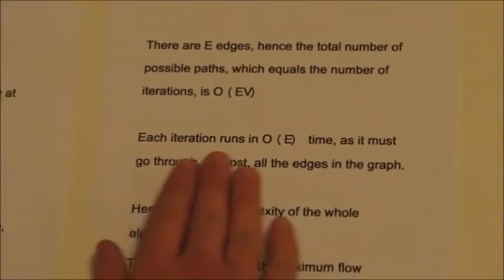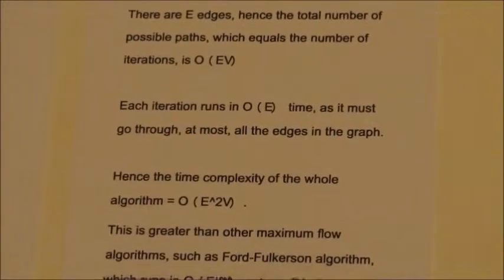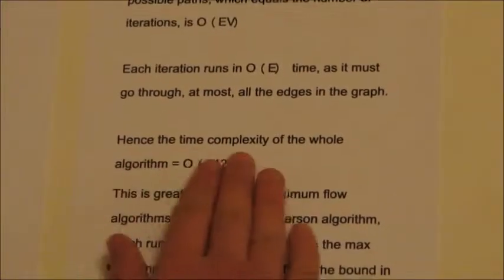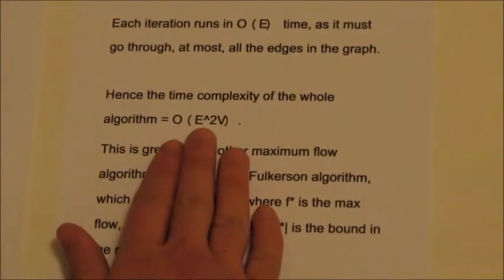Now we know each iteration runs in O(E) time, as it must go through at most all the edges in the graph. Hence the time complexity of the whole algorithm is O(E squared times V).